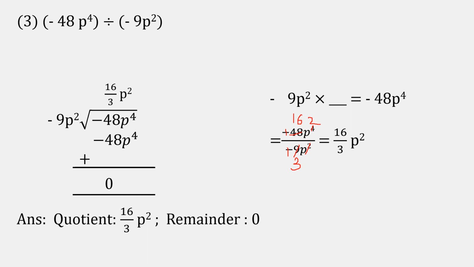So now final answer, write down: quotient is equal to 16 upon 3p square and remainder is equal to 0. Moving to the fourth one. Now what is given in the fourth one, student? 40m raised to 5 divided by 30m raised to 3.